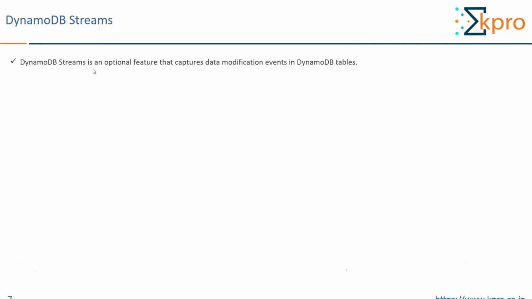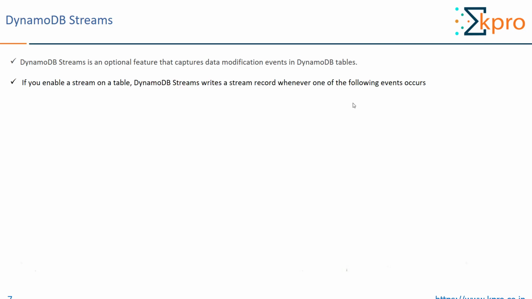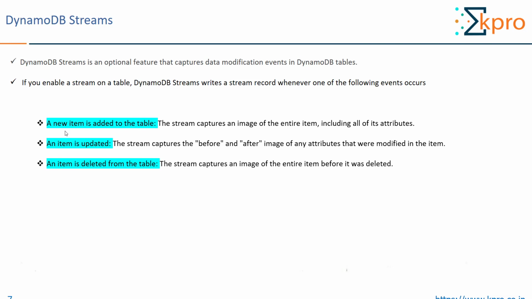DynamoDB stream. The DynamoDB stream is an optional feature that captures data modification events in your DynamoDB. If you enable the stream on a table, the DynamoDB stream writes a stream of records whenever one of the following events occur. So what are the events it writes? When a new item is added to the table, the entire image will be captured. When an item is updated, the before and after image.